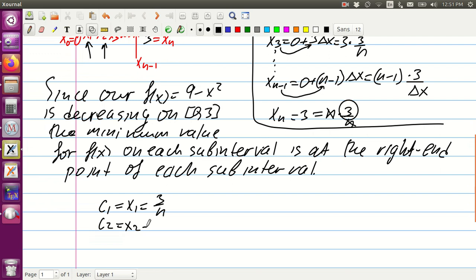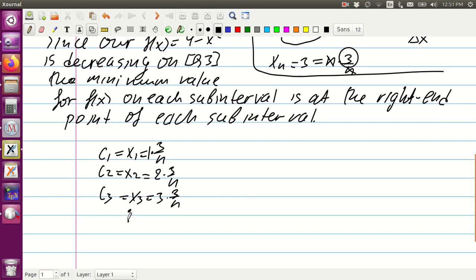All right, and x sub 2 was 2 times, and actually here I can say 1 times 3 over n if I want to. And here I can say 2 over 3n, and c sub 3 will be x sub 3, which is 3 times 3 over n. We can see the pattern. We can put 3 dots and say that for the last interval, c sub n will be x sub n, which is 3.